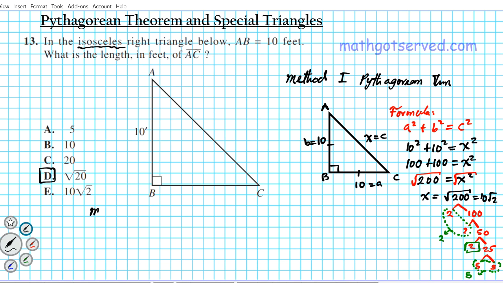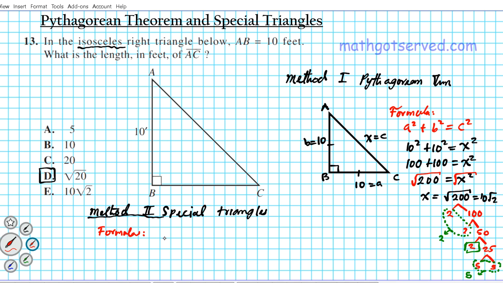Alright, let's use another method. Method 2 is faster, but you just need to know what your special triangles are, and you need to know how to apply them. Okay? Alright, so your special triangles. What are your special triangles? Let's review that real quick. Your special triangles, there are two of them.